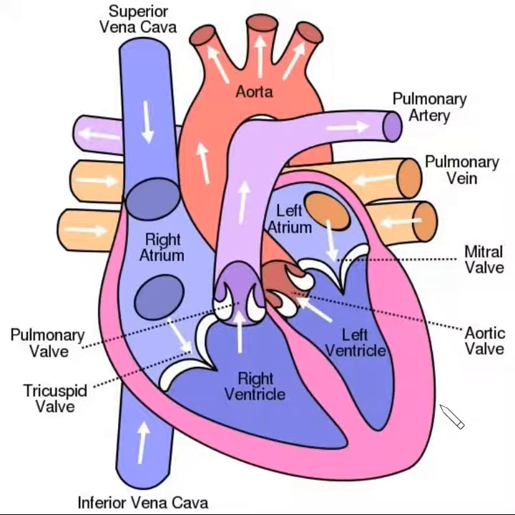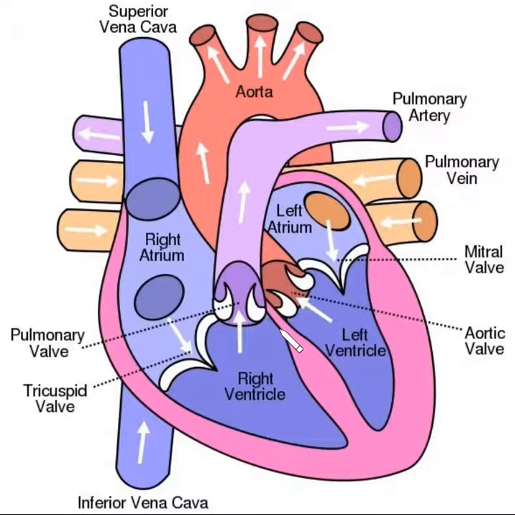Now in between these parietal and visceral layers of serous pericardium, there is the pericardial space filled with pericardial fluid. This pericardium protects the heart from injury, from mechanical shocks, and against friction. And the pericardial fluid, which is present in the pericardial space, keeps the heart moist.